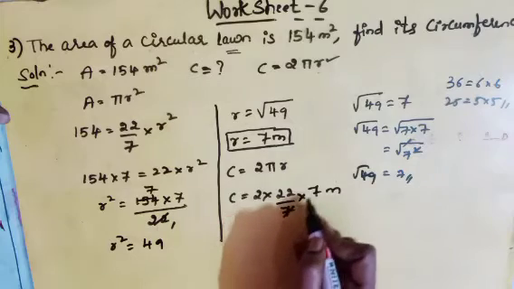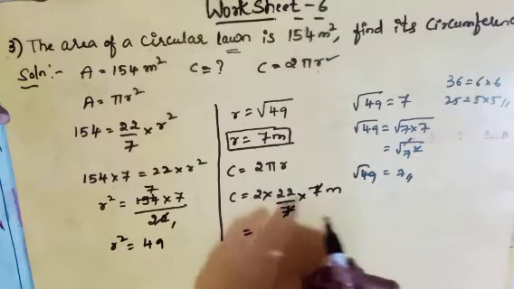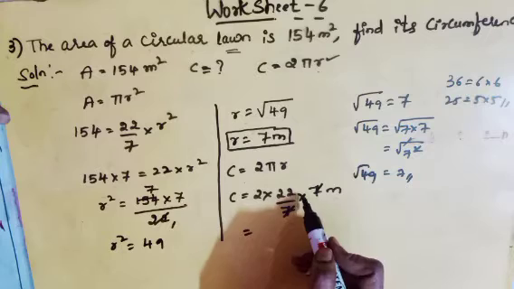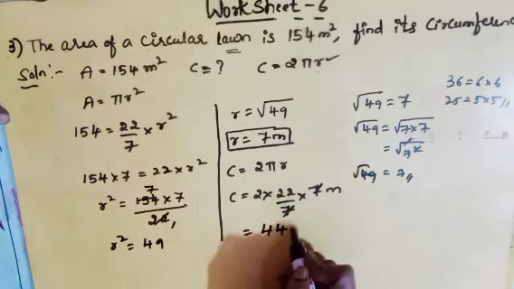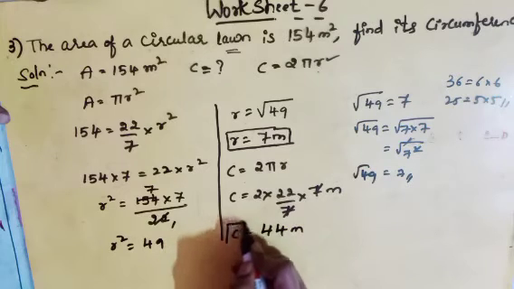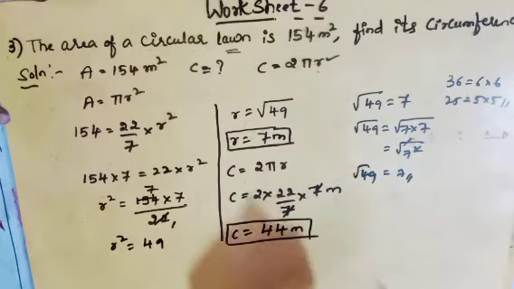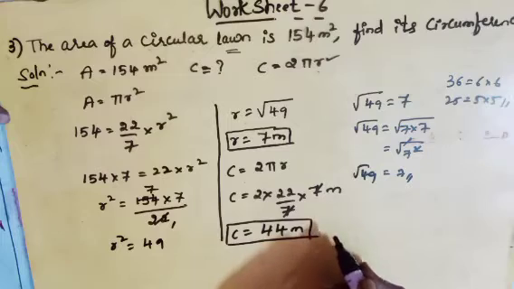This 7 gets cancelled. Then we multiply the numerator: 2 into 22 is 44 meter. Therefore, the value of the circumference is how much? 44 meter. Let us solve the next one.